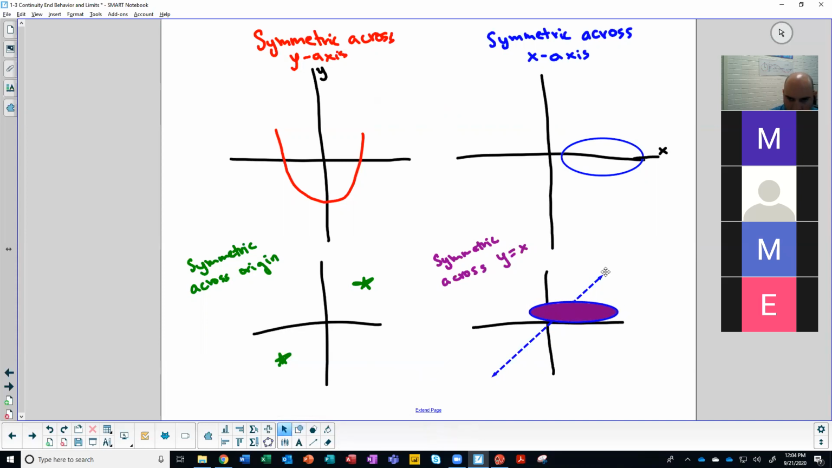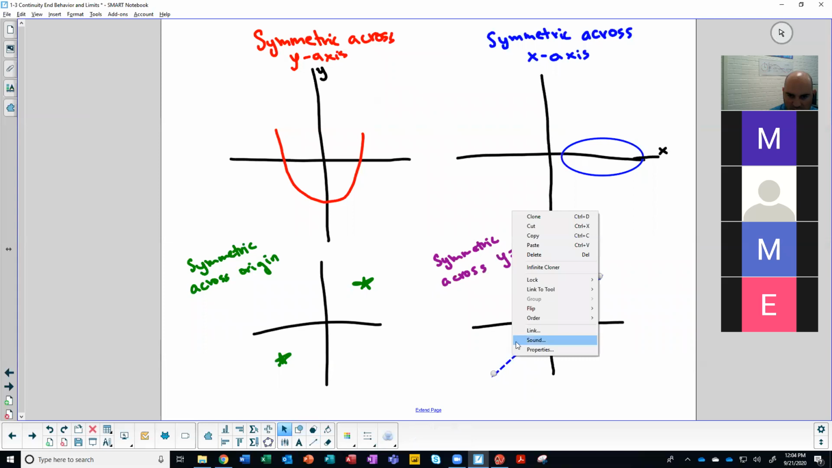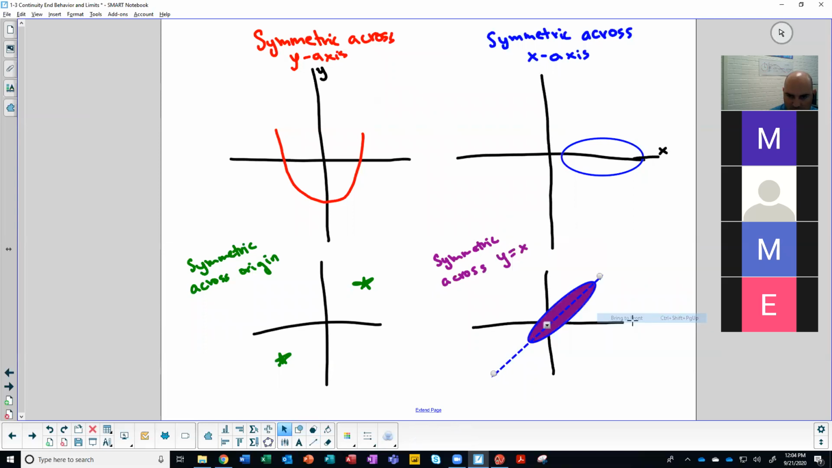And I'm going to rotate it. Oh, wake up, computer. Something like that. That's on the line y equals x, it's split in half. That would be symmetry across y equals x. There we go. So those are the 4 types of symmetries.